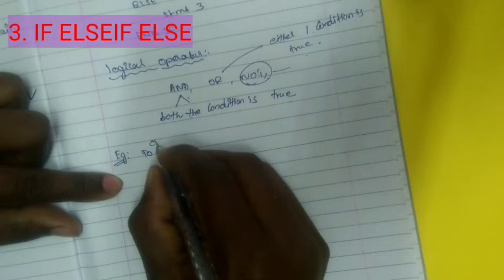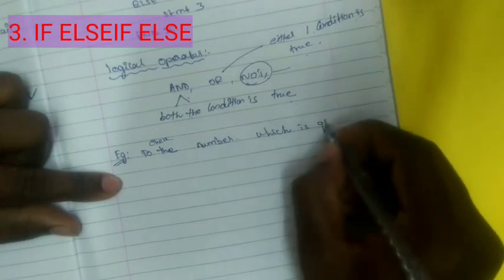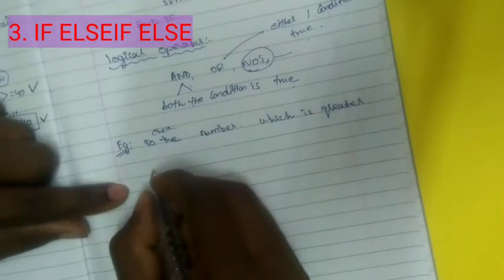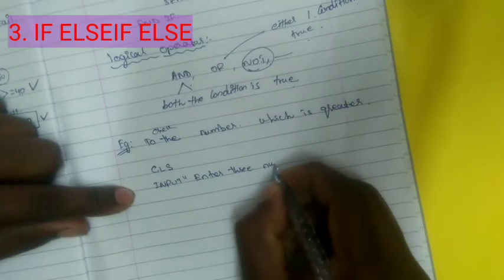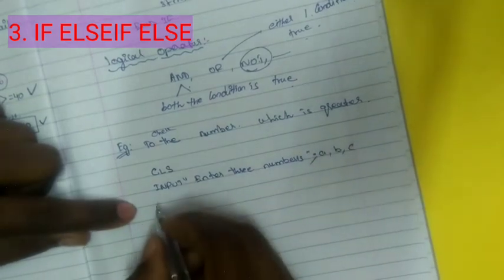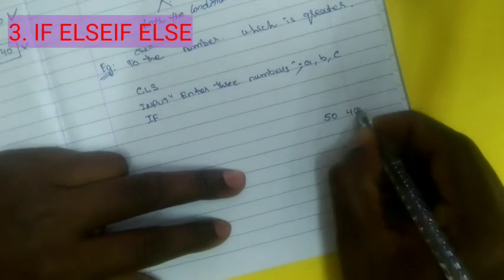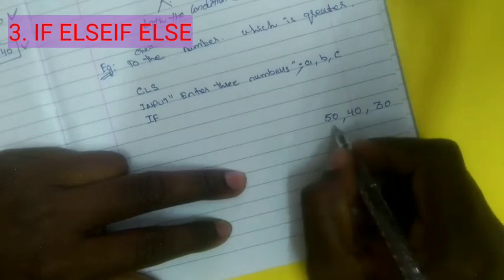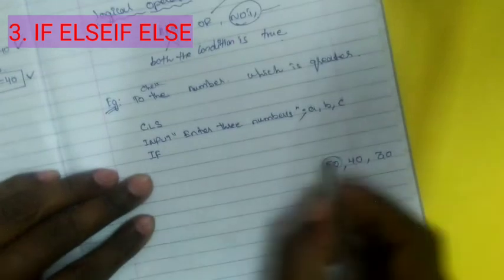One example, to check which number is greater. How to write it? Clear screen, input, next step is input, enter three numbers like A, B, C. Then the if condition. How to check which one is greater? For example, 50, 40 and 30. You can easily find that 50 is greater. For example, this is A, B, C.